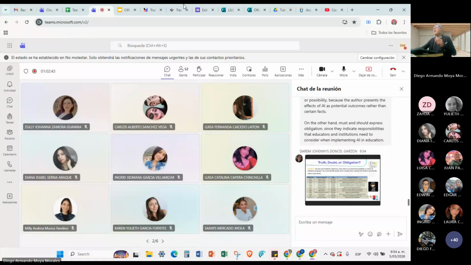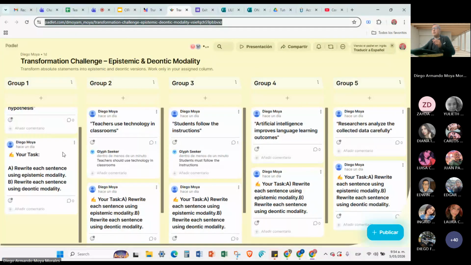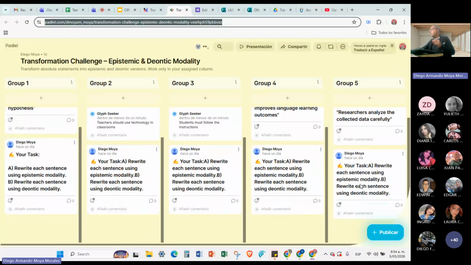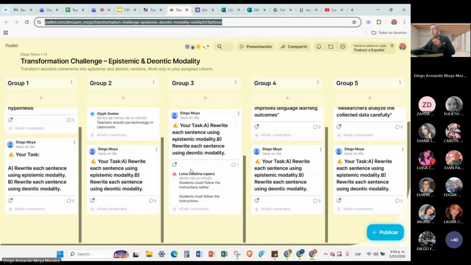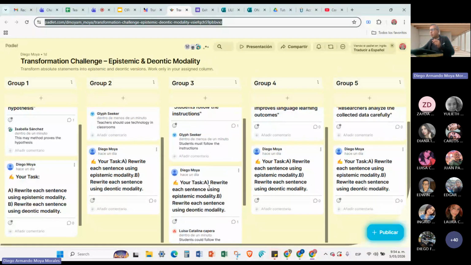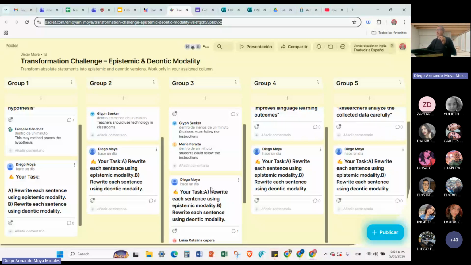Okay. And now let's go back to the Padlet task. Remember, you can click on publish right here and you join one of these groups. For instance, we have Luisa. Luisa, students could follow the instructions better. Okay, Luisa joined group number 3, and students must follow the instructions. That's it. You know, that's what you have to do. Thank you, Luisa. Well done.